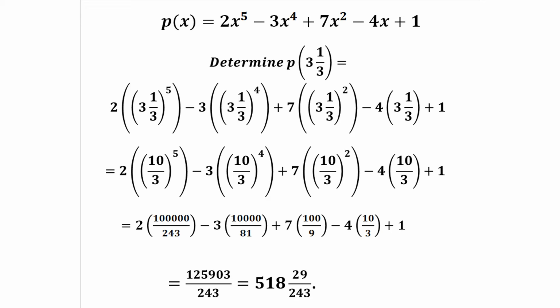Now, 10 over 3 to the 5th, to the 4th, and so forth is relatively easy. By the way, you might notice there is no 10 over 3 to the 3rd power because there is no x to the 3rd, so we don't have to worry about that. But when we perform the calculation, 10 to a power is easy, and 3 to the 5th, to the 4th, and so forth, that's easy. And the common denominator will be 243, that's 3 to the 5th. So it's not that hard to calculate p of 3 1/3. And at the bottom we see the final answer is the mixed number, 518 and 29 over 243.